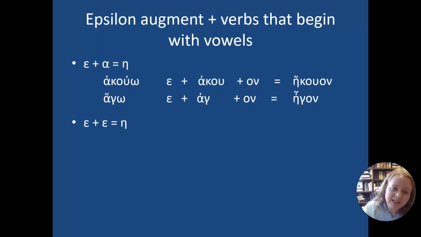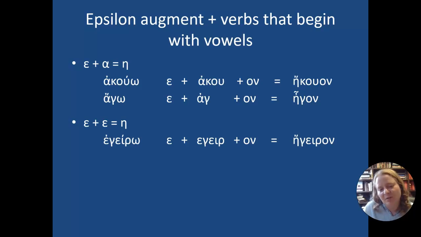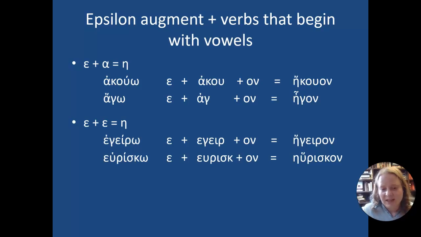If you have an epsilon at the beginning, then you get two epsilons, still make an eta. So egeiro, I raise. Egeiron, I was being raised. Heurisko, which is like to find. If you add an epsilon at the front, this one's going to be tricky because you don't see it a lot in this form. Heuriskon would be it because it still has an H sound from that rough breathing mark. Heuriskon would be I was being found. So it's possible. It's a form that can exist. The point that you're looking at, though, is the epsilon and the alpha make an eta. The epsilon and the epsilon in the beginning make an eta.